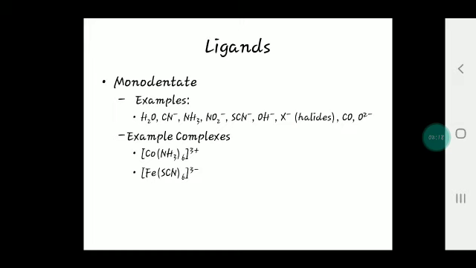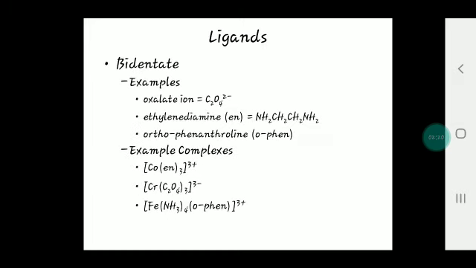Next we'll move towards the bidentate ligand. In this case we have two donor sites. Examples are oxalate ion, ethylenediamine, which is abbreviated as en, and the third one is orthophenanthroline.